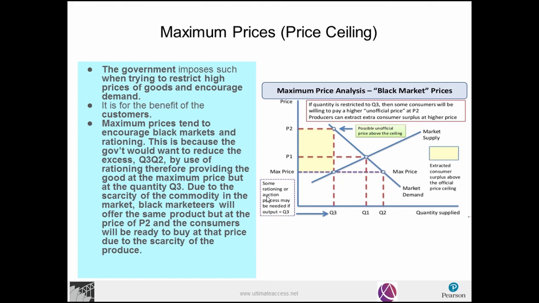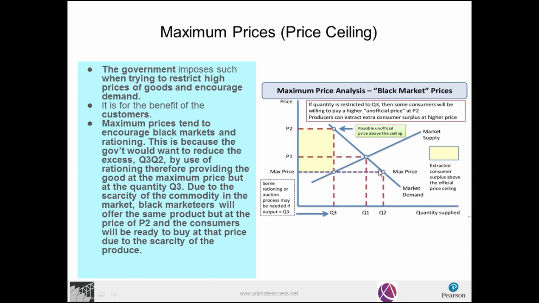Now, if we have excess demand, one thing that you will realize, like look at this here. P1 is the equilibrium price, okay? But the maximum price is below the equilibrium price because you want to encourage demand. You want to encourage your customers to buy.